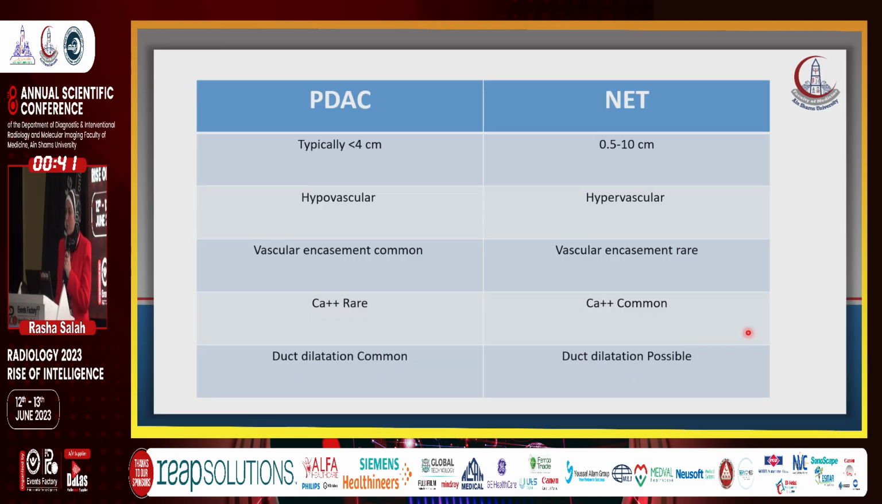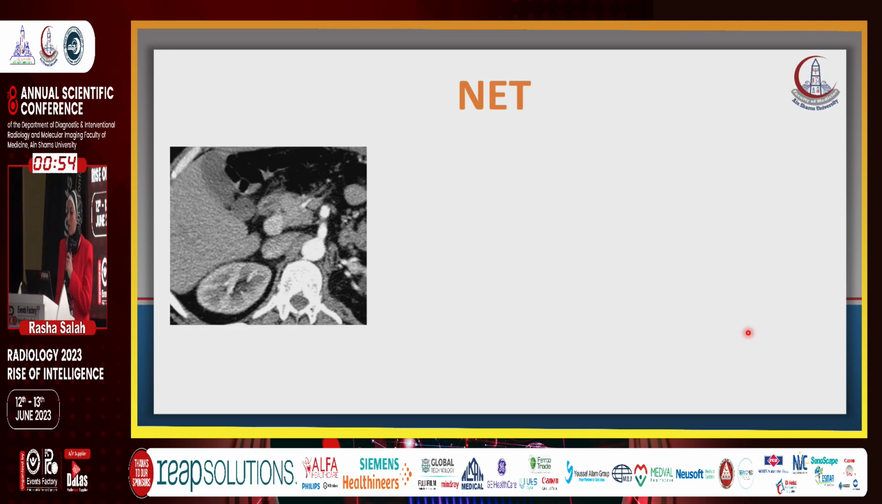To discriminate between ductal carcinoma and the neuroendocrine tumor, the pattern of enhancement is completely different, so we are obliged to discriminate between both entities. Neuroendocrine tumors, or NETs, are hyper-enhancing tumors. This is an example of how a NET looks in the CT image.